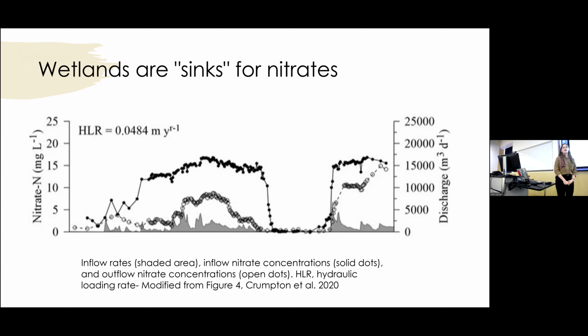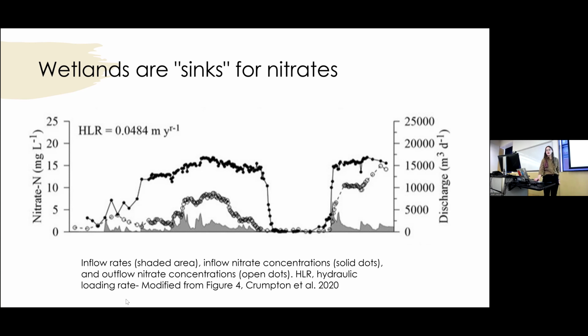Here's an example of how CREP is a sink for nitrates. So we have inflow nitrate loads on the dark dotted line and outflow on the open circles. And then this gray portion is the hydrology or discharge from the wetland. And as you can see, there's more nitrates coming in and less nitrates coming out.